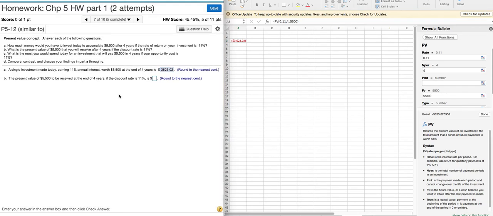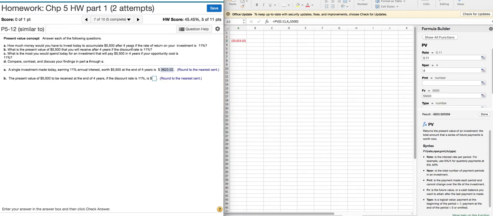Okay. Then part B asks, what is the present value? So it's a little bit more direct. What's the present value of $5,500 that you will receive after 4 years? So we're going to receive $5,500 in 4 years. That's our future value if the discount rate is 11%.